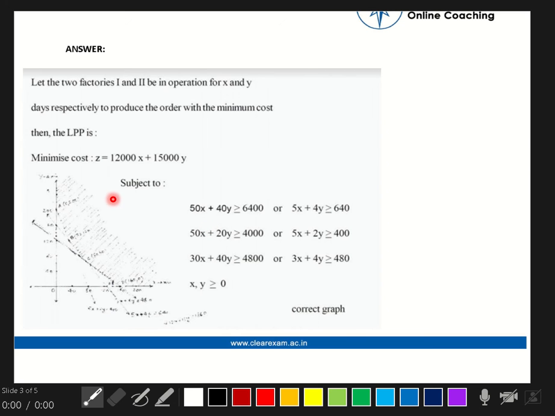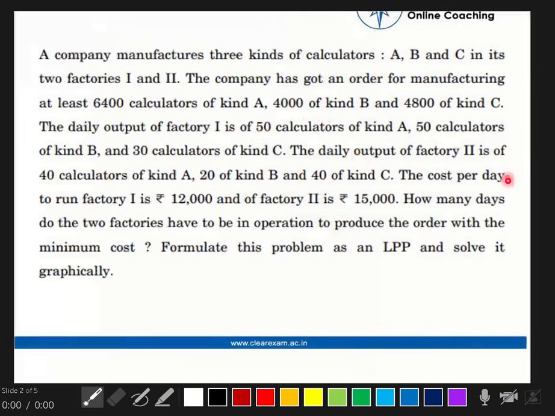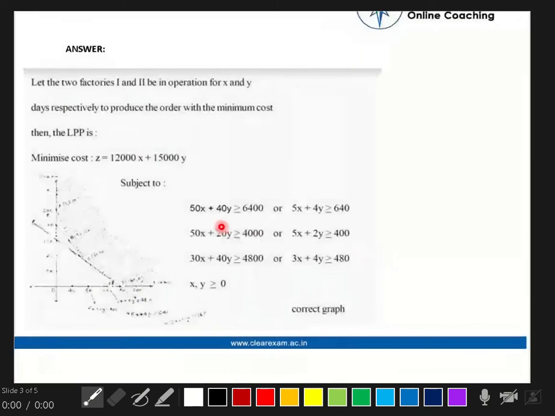And the required inequalities are the ones we make from these conditions. First we get 50x plus 40y greater than or equal to 6400, or 5x plus 4y greater than or equal to 640. Second, 50x plus 20y greater than or equal to 4000, or 5x plus 2y greater than or equal to 400. Similarly for the third, 30x plus 40y greater than or equal to 4800, or 3x plus 4y greater than or equal to 480. And the last condition is x, y greater than or equal to 0. These are the inequalities that we formed from the statement of the question.